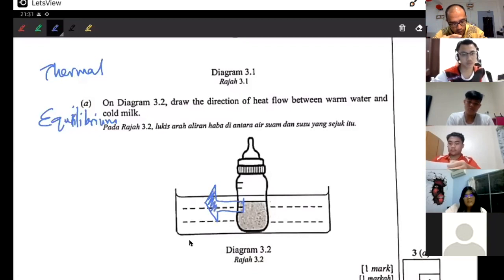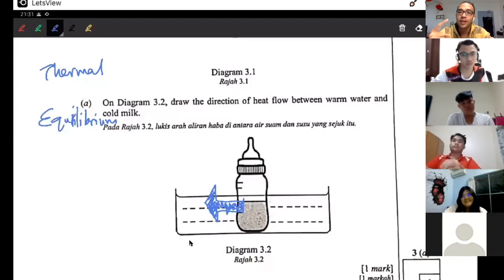Okay, the heat will flow from the milk into the water. Which is wrong. It's like a relationship. It has to be two ways. Even though one is giving more and the other one is giving less, doesn't matter. Two ways is always better than a one-way relationship. So I stand with the people who are in a one-way relationship.